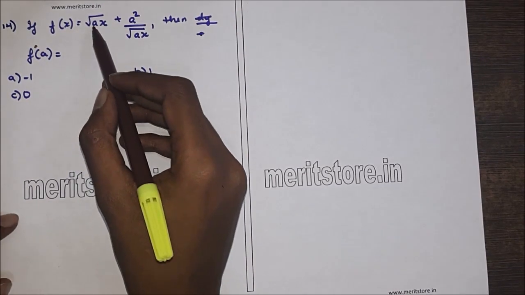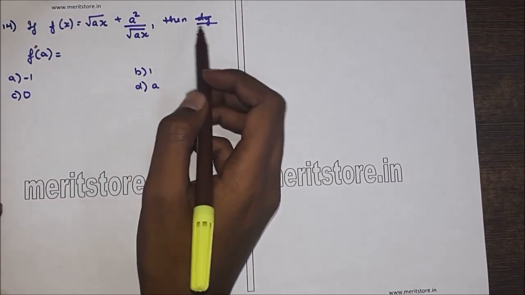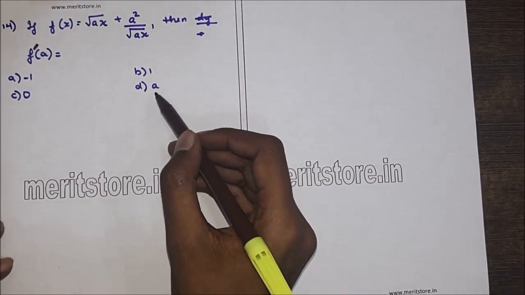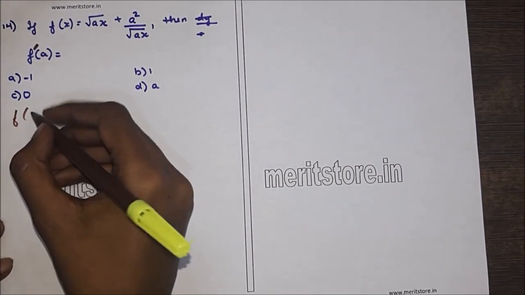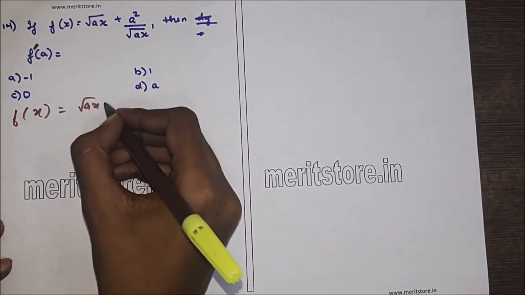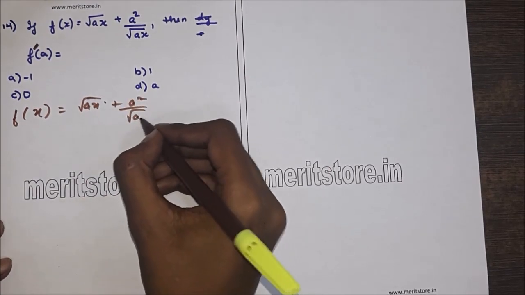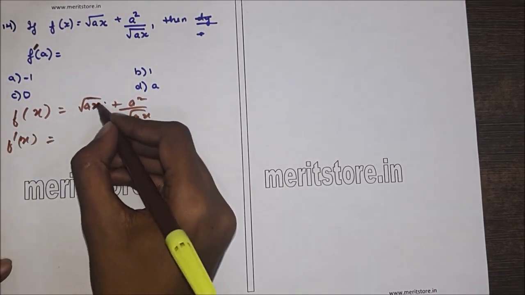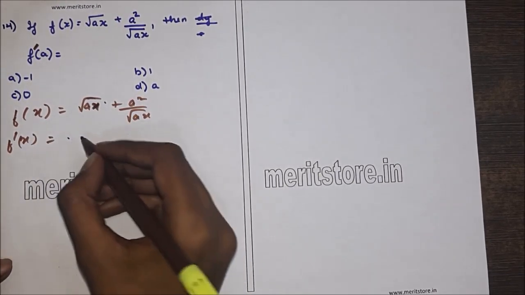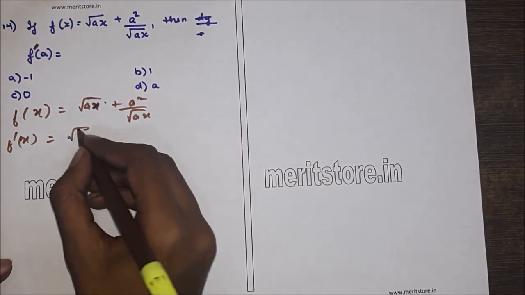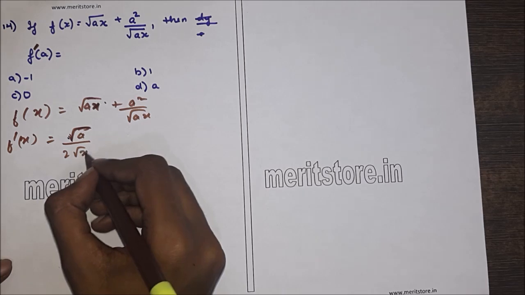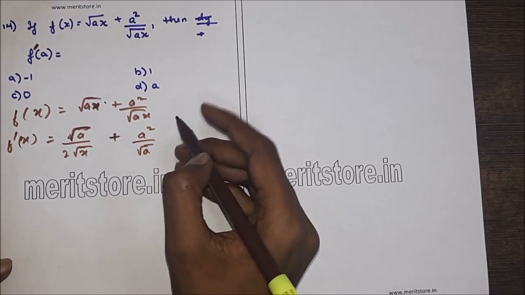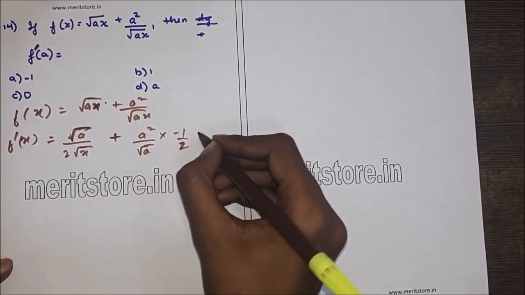f of x is equal to root of ax plus a square by root of x. Then the value of f dash of a is, options: minus 1, 1, 0, a. First we write f of x is root of ax plus a square by root of x. So we differentiate with respect to x. f dash of x is, differentiation of root x is 1 by 2 root x. So root of a is common. So root a by 2 root x plus a square times the derivative of 1 by root x, which is minus half times x raised to minus 3 by 2.